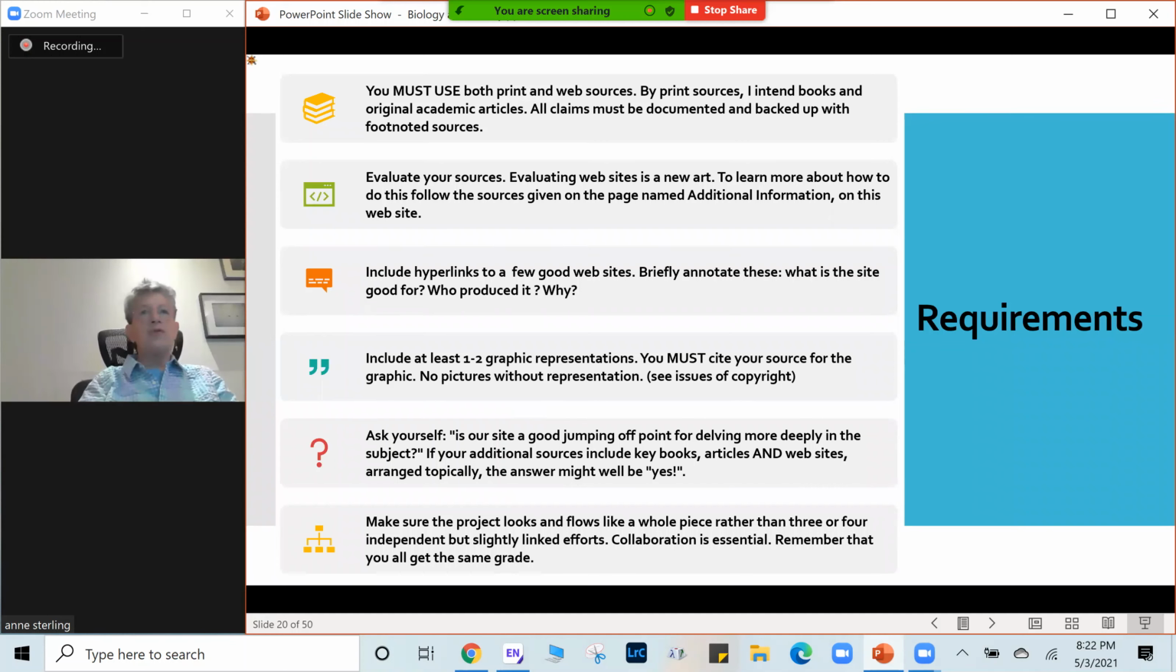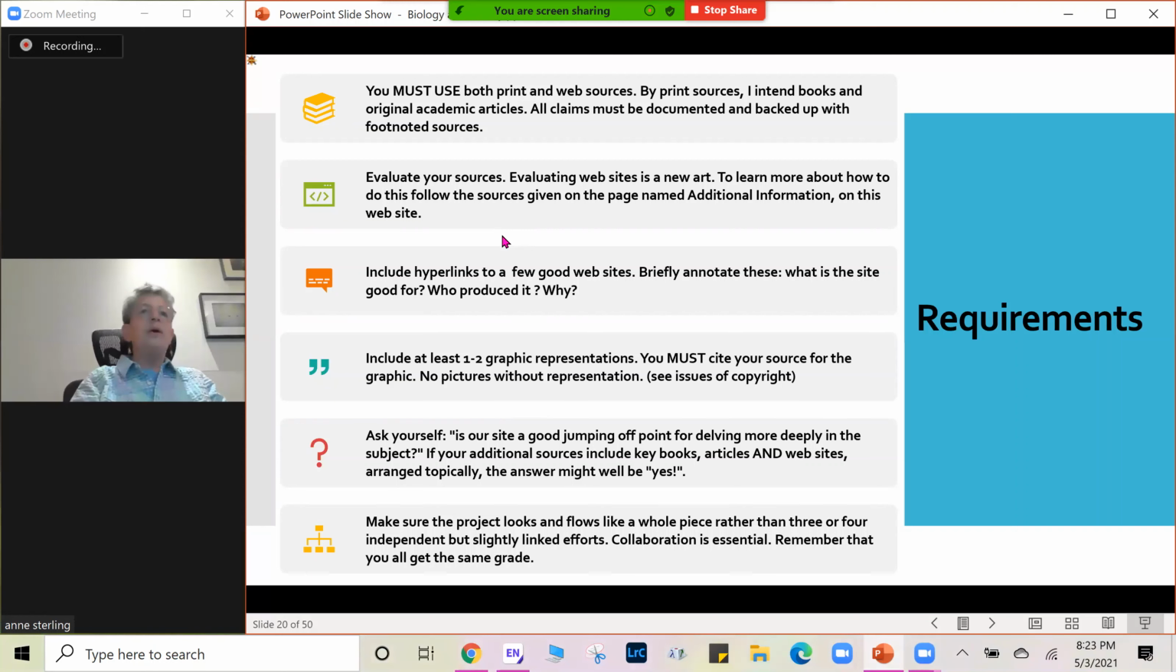I made a number of very specific requirements so that the quality of the web produced is both academically good and visually and otherwise interesting. So I suggested, because I want students to know what a library is. These days, so much can be done without ever setting foot in the library. I said that students must use both print and web sources. And by print sources, I meant books and original academic articles. All claims must be documented and backed up with footnoted resources. So it's like writing a paper in this sense. We want to teach footnoting and documentation. I also want students to evaluate their sources.